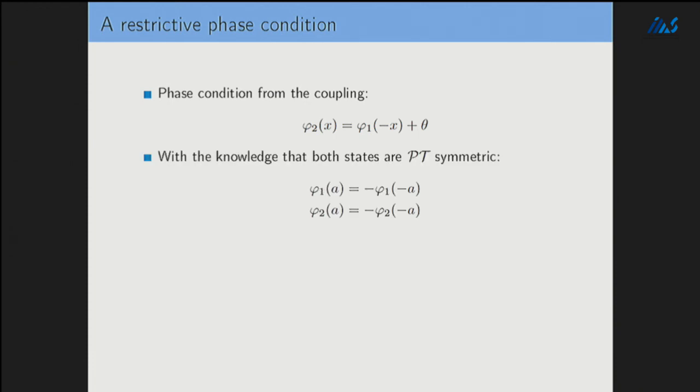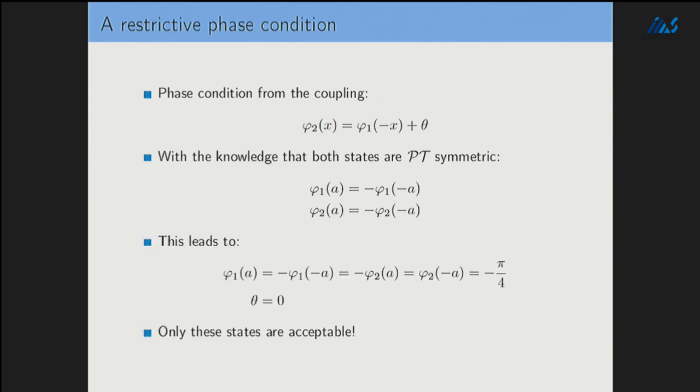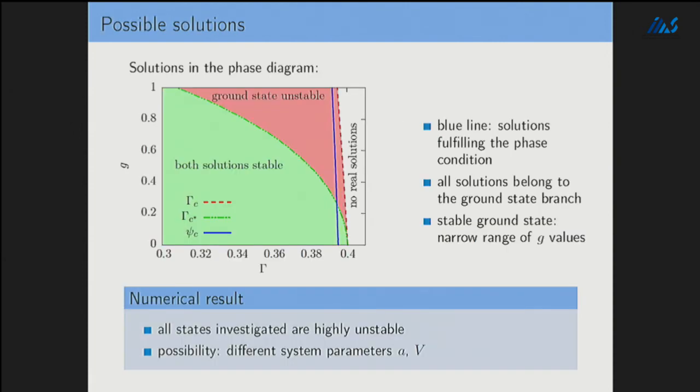If we now also consider that both states are PT-symmetric, we have to add this relation here, which is just the phase condition for PT-symmetric states. And then it turns out that we have a very restrictive condition on the phases, namely that the phase of these both wave functions at positions a and minus a have to be the same in modulus and have to be pi over 4. Only these states are acceptable. This is very restrictive, and one can ask, do these states exist?